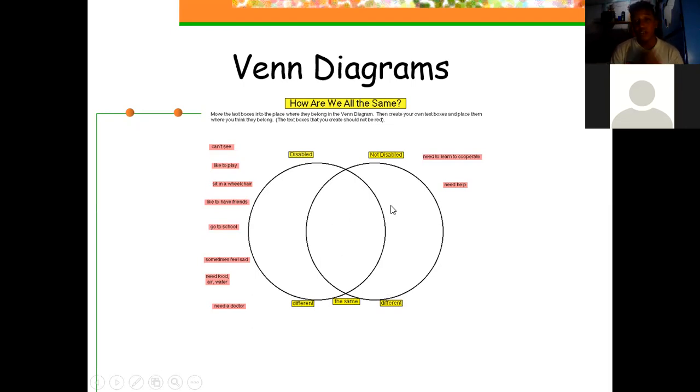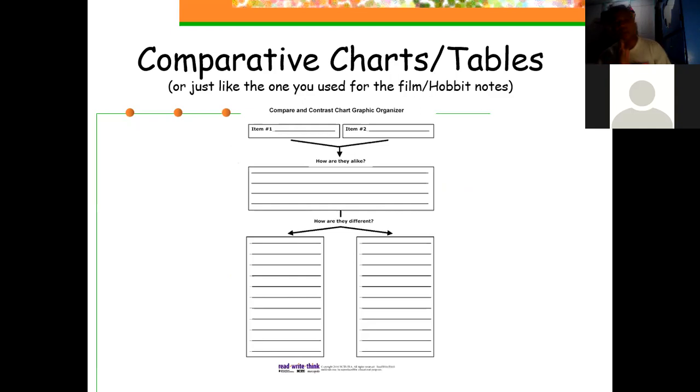Now, the differences. Messi is from Argentina. Sorry. Cristiano Ronaldo is from Portugal. We can continue like this, right? We can check the differences and the similarities. Another organizer is compare charts and tables.